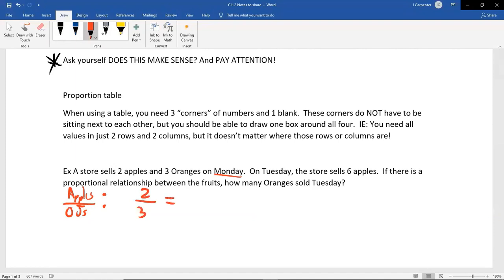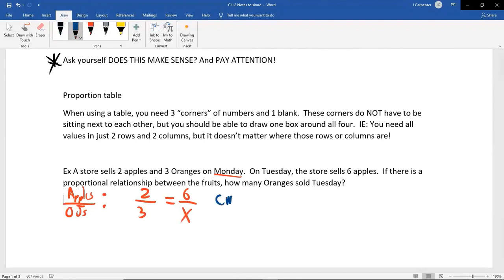On Tuesday, the store sold 6 apples. So that's a 6. Why do I know the 6 is the top? Because apples go in the top. How many oranges were sold if this is proportional? So we were told this is proportional, which is why I've chosen to set up this fraction equal to a fraction. We don't know how many oranges were sold, so give it a letter. Give it X. You could use O if you want to be a little bit of a pain, because O looks like 0. Not my favorite letter choice, but you could do it.